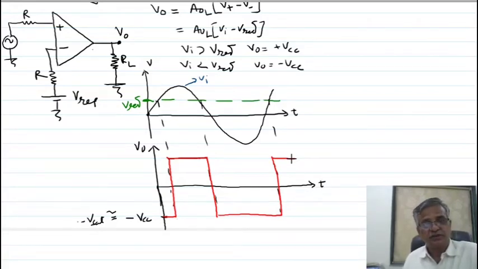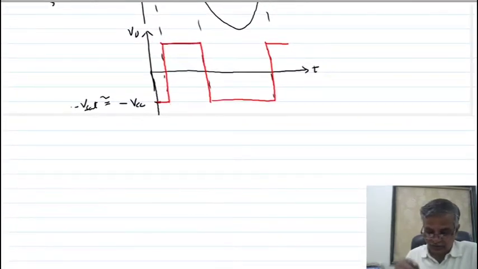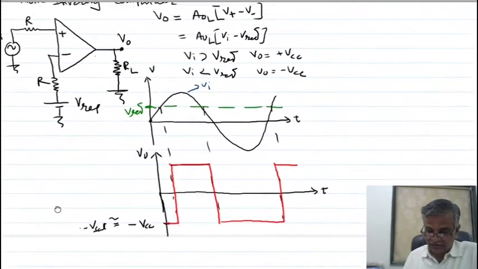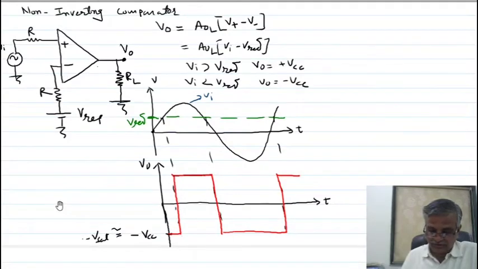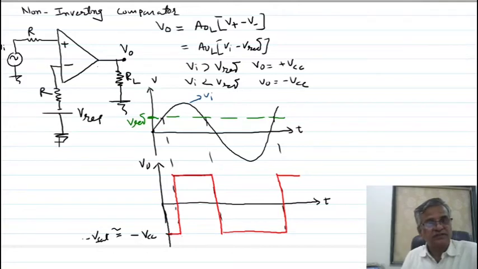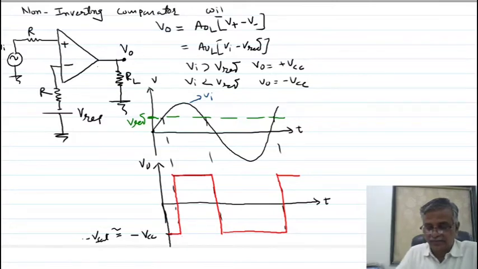I discussed this for a positive reference voltage. Suppose you are giving a negative reference voltage, then what will happen? Let me do it here only. Here I am giving a negative reference voltage. Previously we discussed the positive reference voltage. Non-inverting comparator with negative reference voltage.